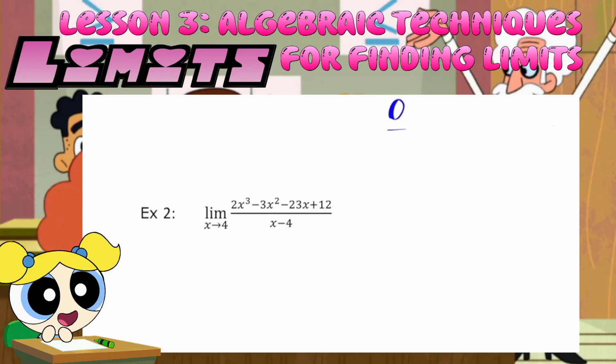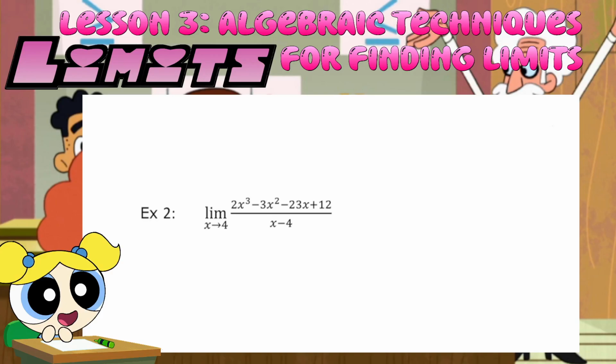But if you get 0 over 0, it's called indeterminate form. We talked about this in a previous video in this series. And that basically is telling us that we're going to be able to cross something out from top and bottom. Very, very important.